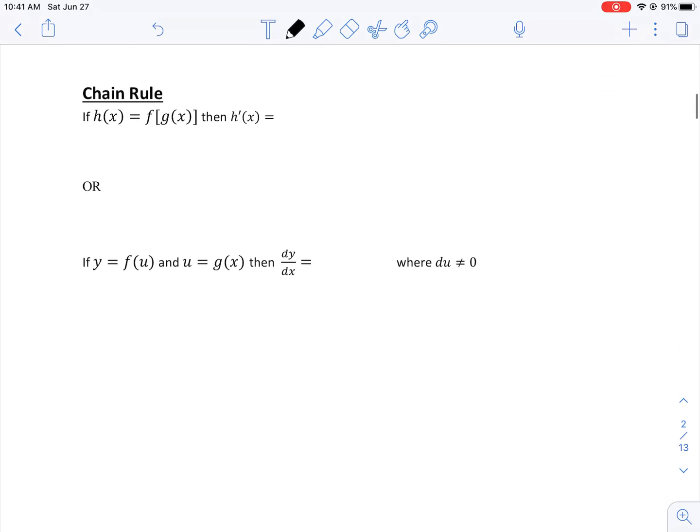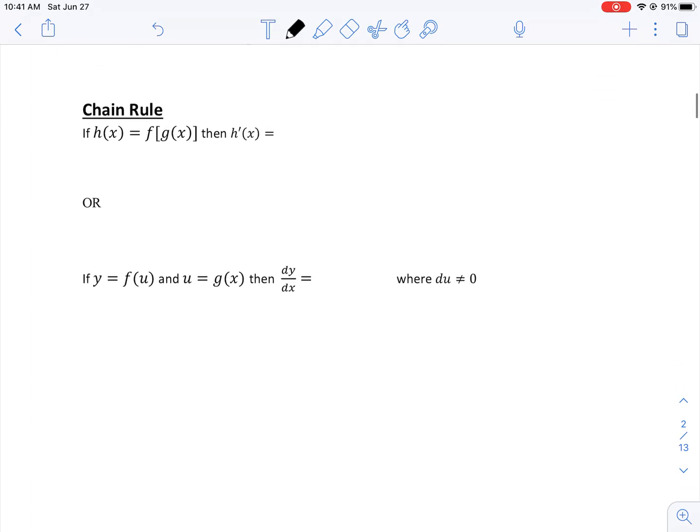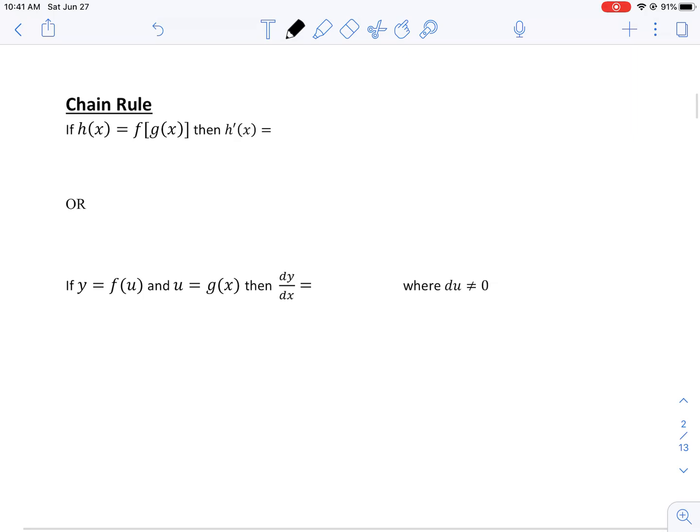The first way to represent the chain rule is by using function notation. So it says if h of x is equal to f of g of x, then the derivative is the following. It is the composition of the derivative of f with g times the derivative of g.